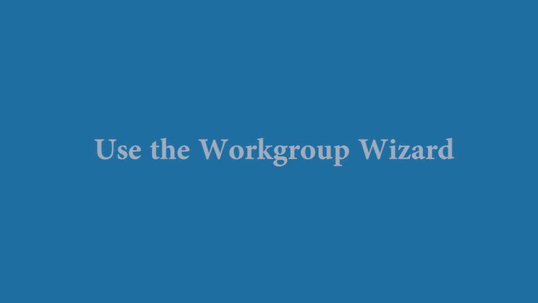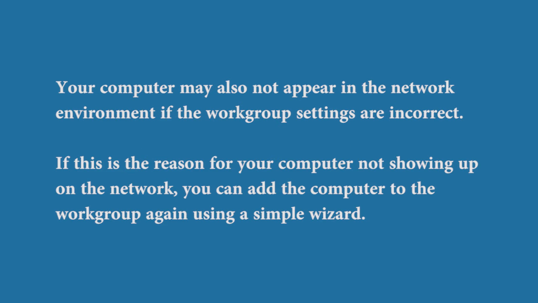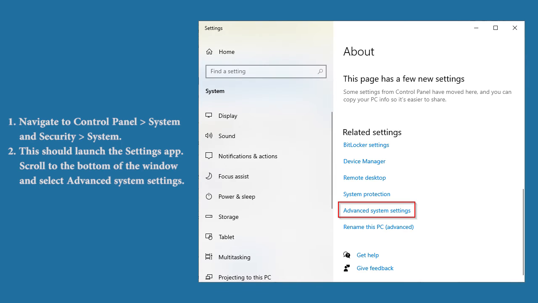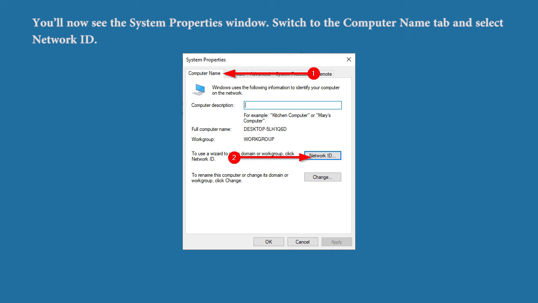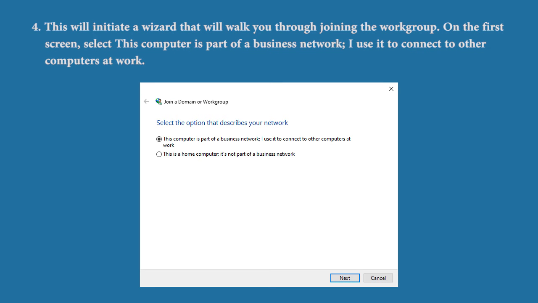Use the workgroup wizard. Your computer may also not appear in the network environment if the workgroup settings are incorrect. If this is the reason for your computer not showing up on the network, you can add the computer to the workgroup again using a simple wizard. Navigate to Control Panel, System and Security, System. This should launch the Settings app. Scroll to the bottom of the window and select Advanced system settings. You'll now see the System Properties window. Switch to the Computer Name tab and select Network ID. This will initiate a wizard that will walk you through joining the workgroup.